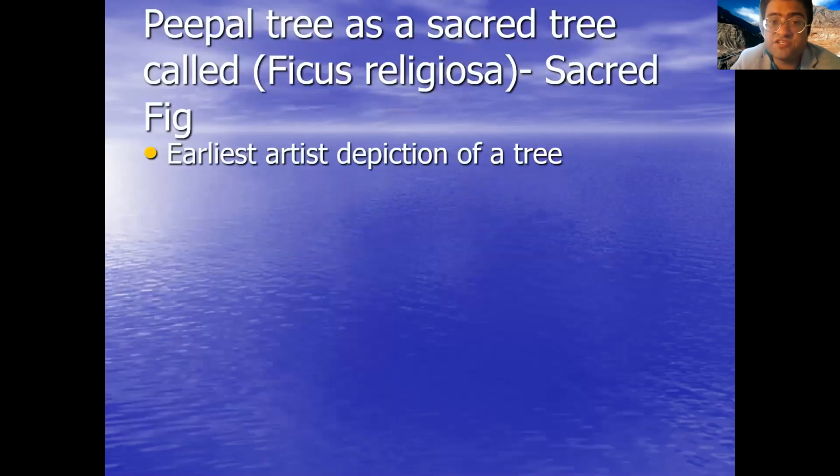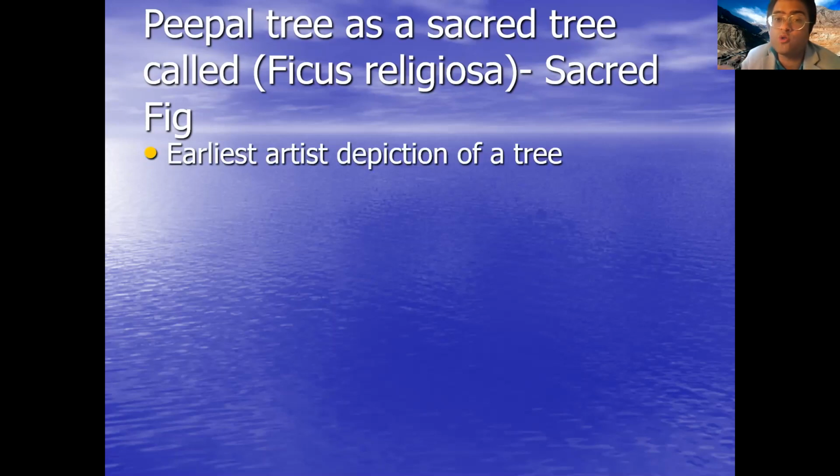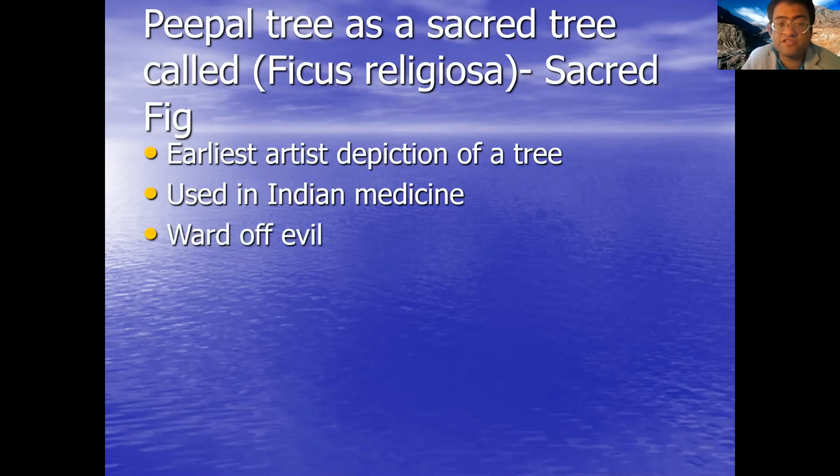So this gets us into the peepal tree. The peepal tree, and I think the Latin is Ficus religiosa, or sacred fig. This is the earliest artistic depiction of a tree, and it comes from the Indus River Valley. The tree has been used in Indian medicine up until today. There are long-standing beliefs, and these are traditions that continue, that we're assuming or guessing took place back in the ancient Indus Valley civilization.